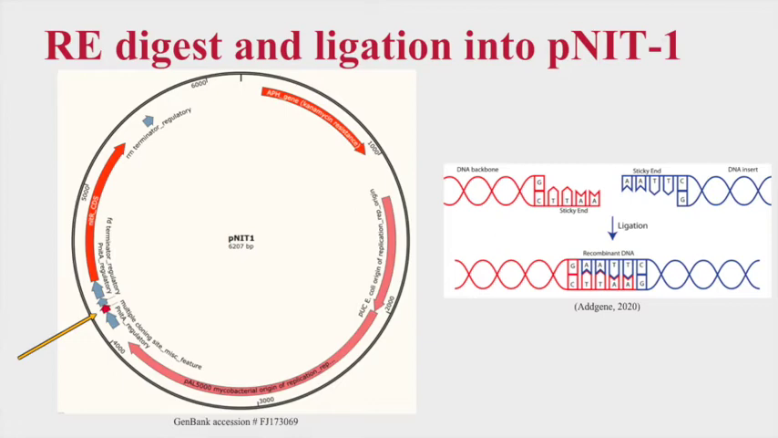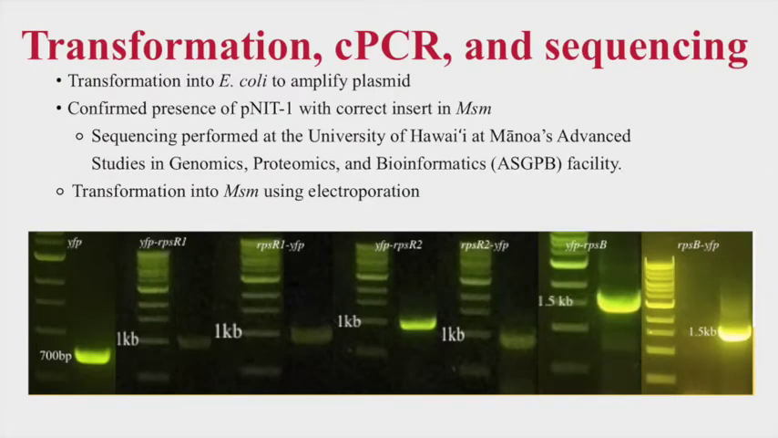In order to amplify the plasmid, pNUT was transformed into competent E. coli using the heat shock method. Transformed cells were spread and grown on LB plates with kanamycin in order to select for cells that successfully took up pNUT-1, which confers resistance to kanamycin.